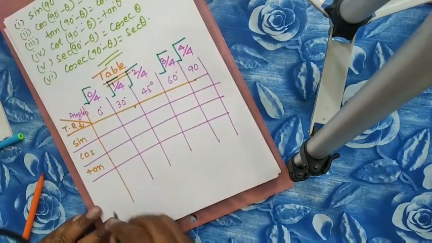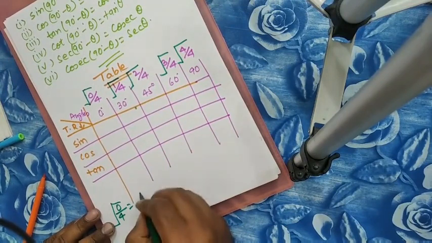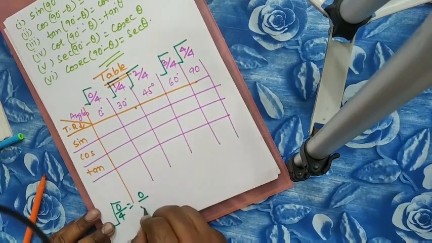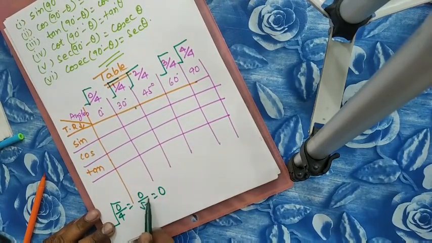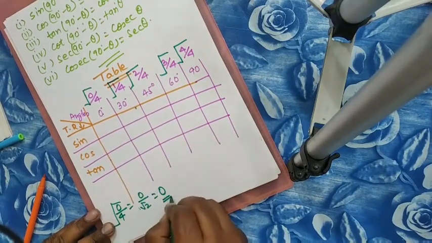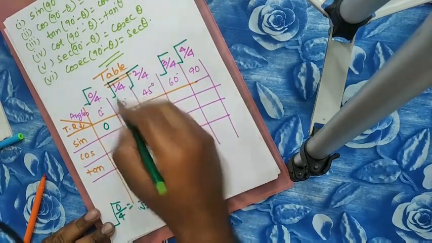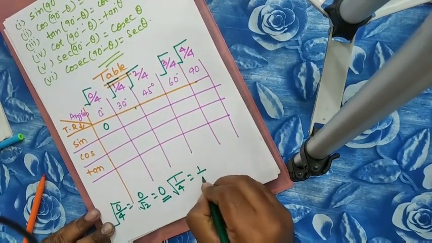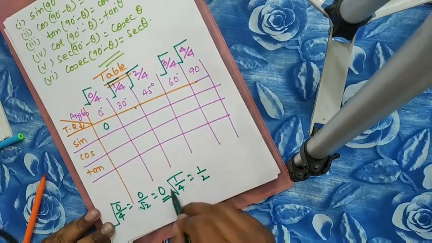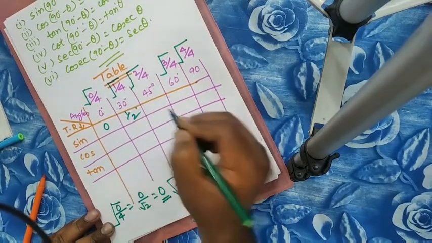As we have 0 by 4, meaning under root 0 by 4, what will be the value? It will be 0, because if we divide 0 by any digit, it will be 0 only. So sin 0 is equal to 0. Like that only, 1 by 4, if we calculate it, it will be 1 by 2. Root under 1 is equal to 1 and root under 4 is equal to 2. So it is 1 by 2.